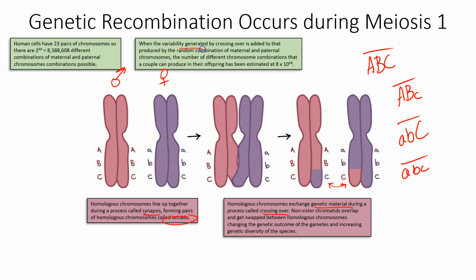When the variability generated by crossing over is added to the random combination of maternal and paternal chromosomes, the number of different chromosome combinations that a couple can produce in their offspring has been estimated to be 8 times 10 to the 23rd power, which is well over the 8 million combinations generated from independent assortment alone. That is a little bit about meiosis, the steps involved, the reduction division associated with meiosis, crossing over, and the recombination that affects the genetic diversity of species.